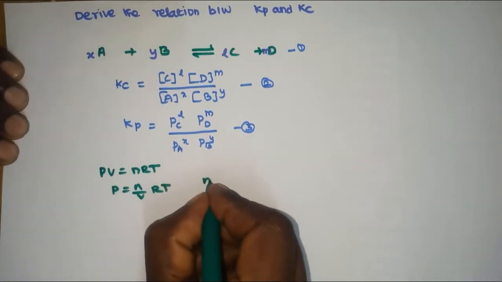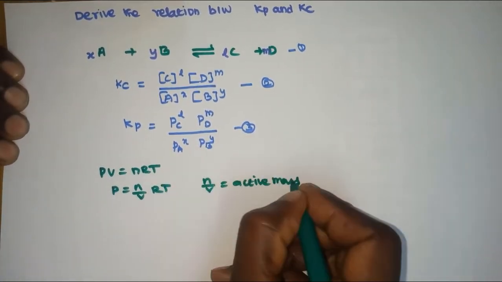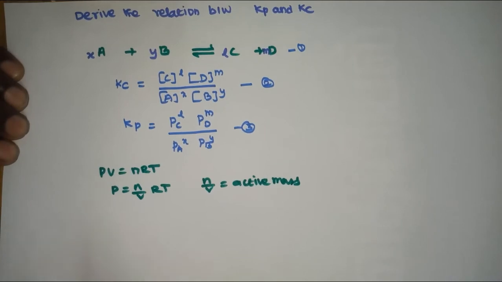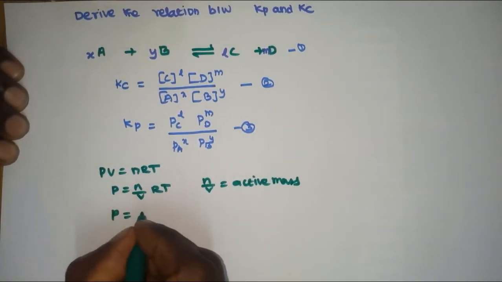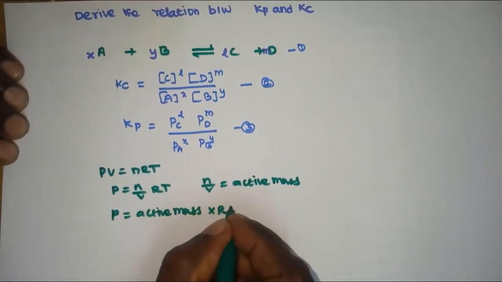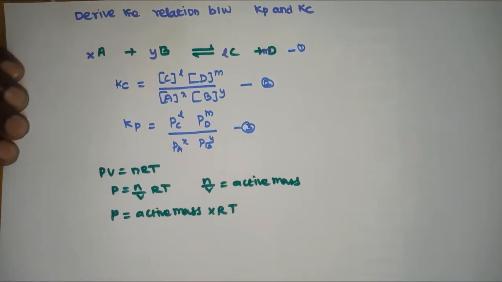We know that n by V equal to active mass. So the above equation is written as P equal to active mass into RT. R is the universal gas constant, T is the temperature.